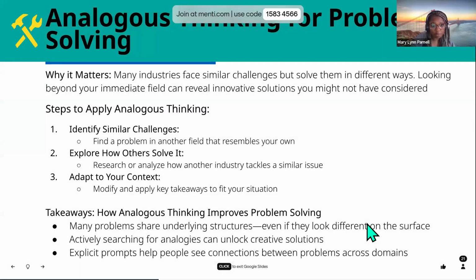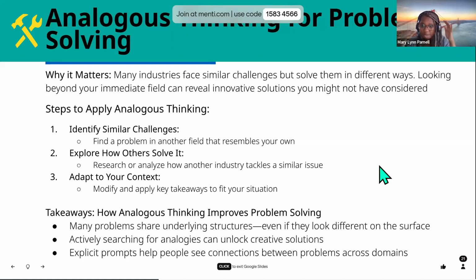So the idea, hopefully I could pronounce this better today, is analogous thinking for problem solving, and why it matters. Truth is, many industries face similar challenges, but they solve them in different ways. So if we're able to look beyond our immediate field, we can reveal innovative solutions that we might not have considered. So some of the steps to implementing what we call analogous thinking.